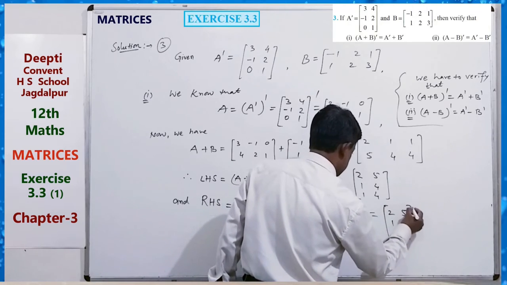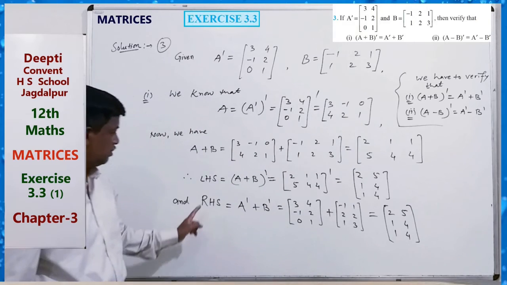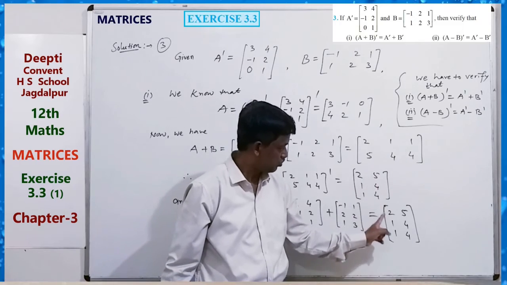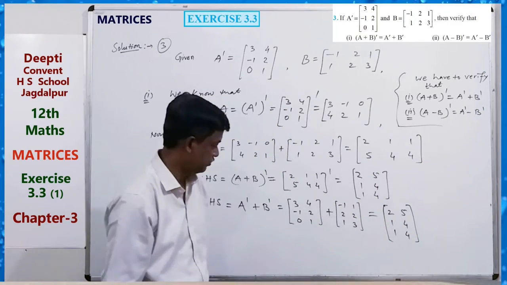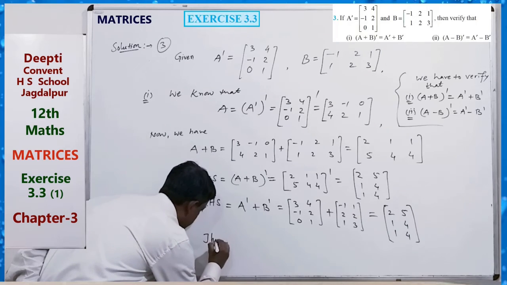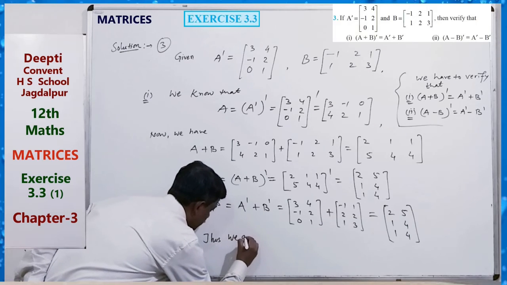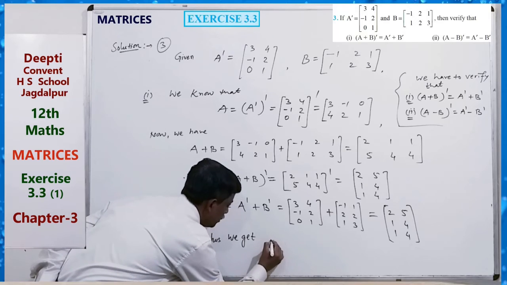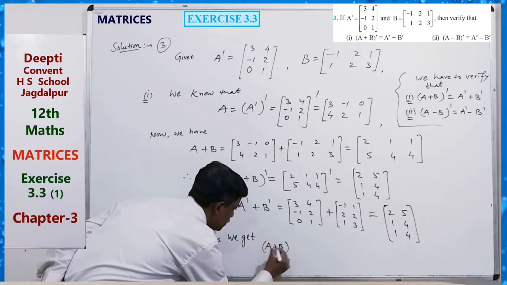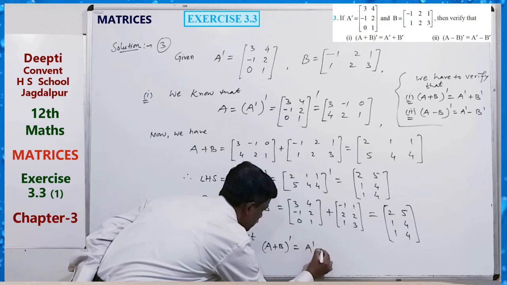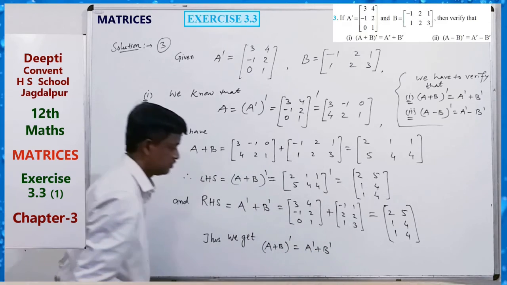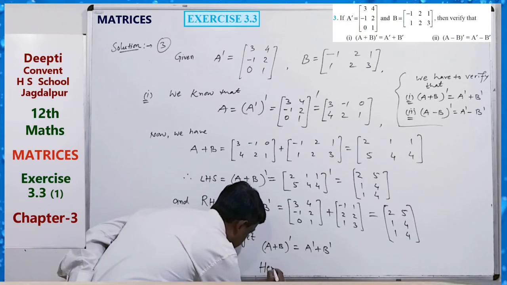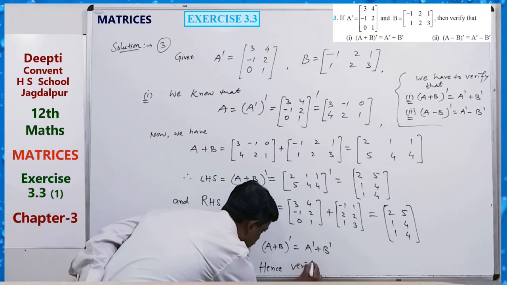So this is A dash plus B dash. We can see 2 1 1 5 4 4 on both sides. Both are the same. Thus we get (A plus B) dash equals A dash plus B dash. Left hand side and right hand side are both equal. Hence verified.